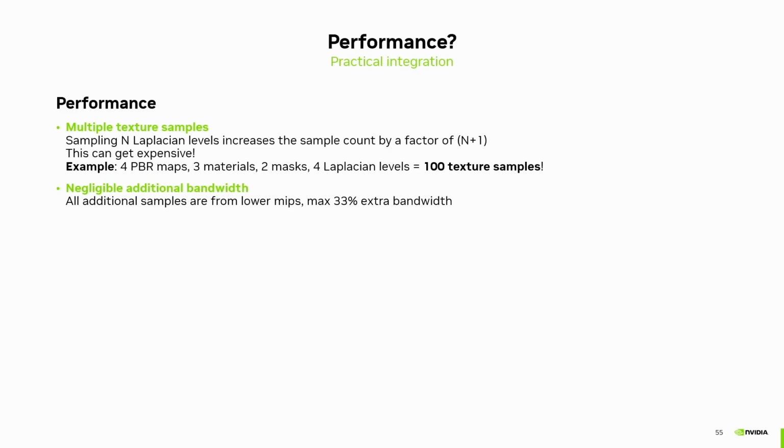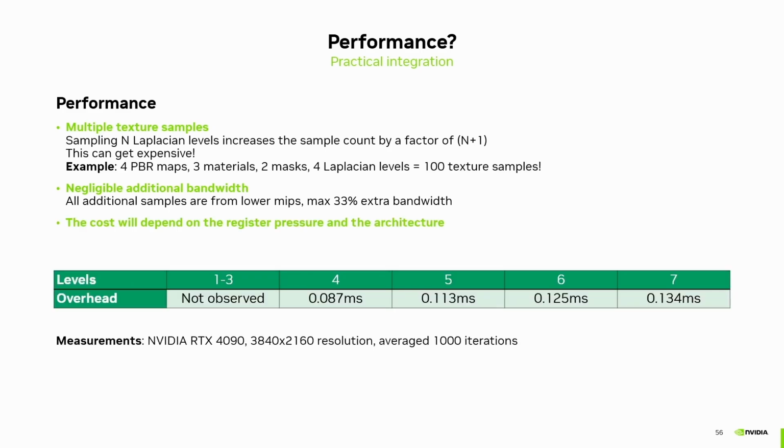But with multiple Laplacian pyramids, multiple PBR maps, and multiple masks, you can end up with a lot of texture samples. And I would say this is the biggest downside of the technique. While those samples need negligible additional bandwidth because they are from lower MIPs, they will cost register pressure and they will cause pressure on your texturing unit. So even on a powerful GPU, if you start going with 7 levels, you start observing some performance overhead.